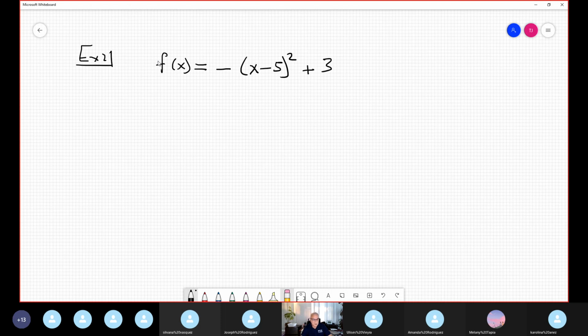Okay, my first question is, what is the basic function associated with this example?